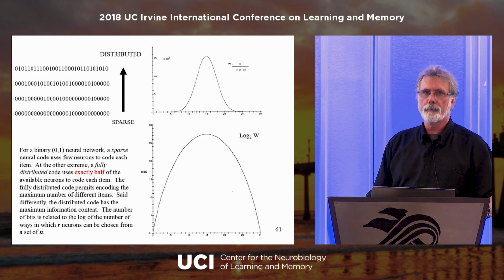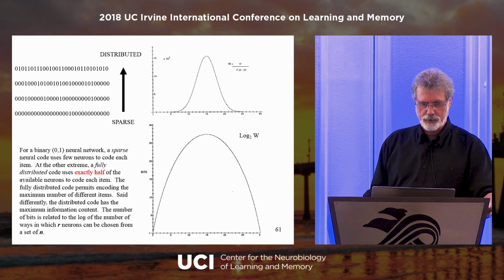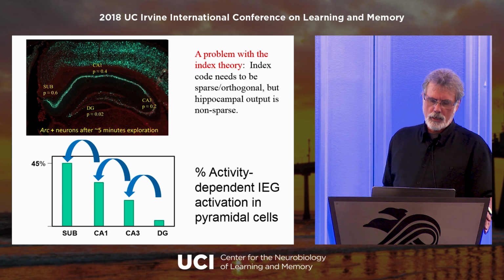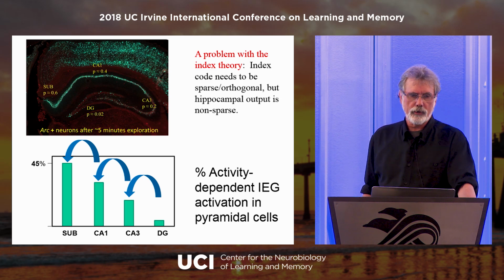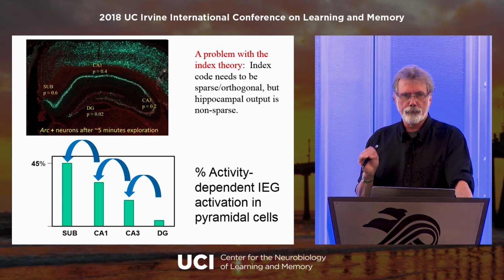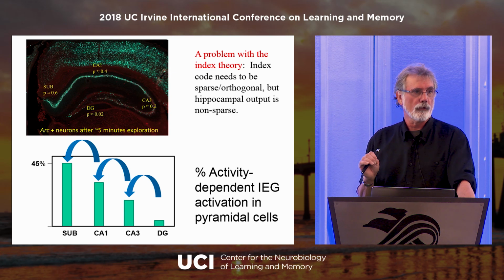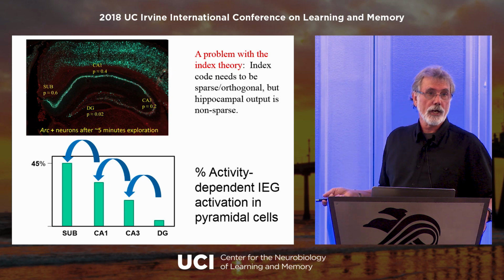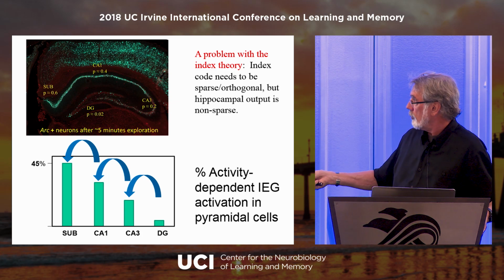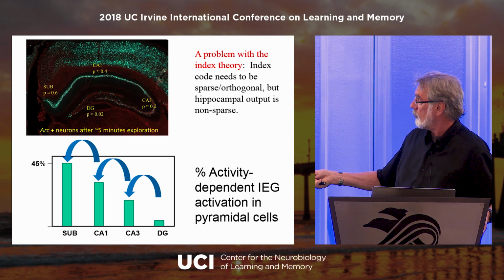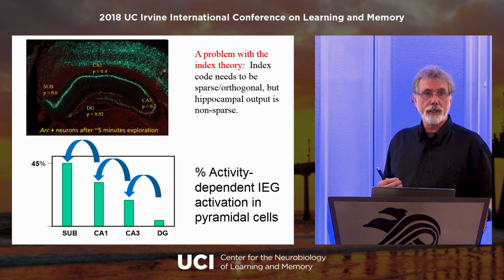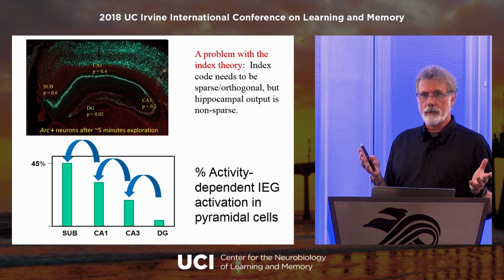I think everybody here pretty much knows the difference between sparse and distributed coding. The mystery was that when we started to look at the sparsity of coding in the hippocampal formation, it turns out that the most sparse coding is in the dentate gyrus. CA3 is still pretty sparse, but it gets less sparse and less sparse until by the time you get to the subiculum where it's being read back to the cortex, it's almost a fully distributed pattern.